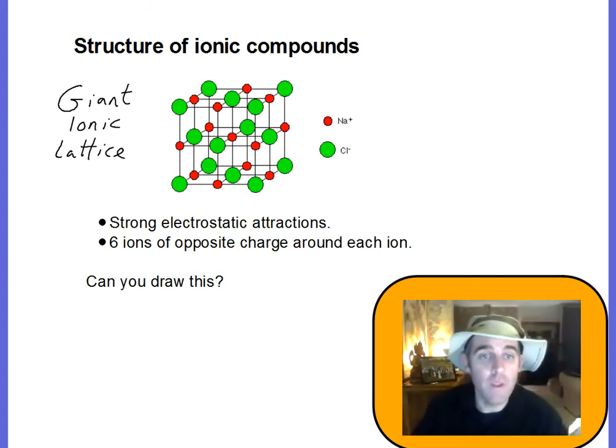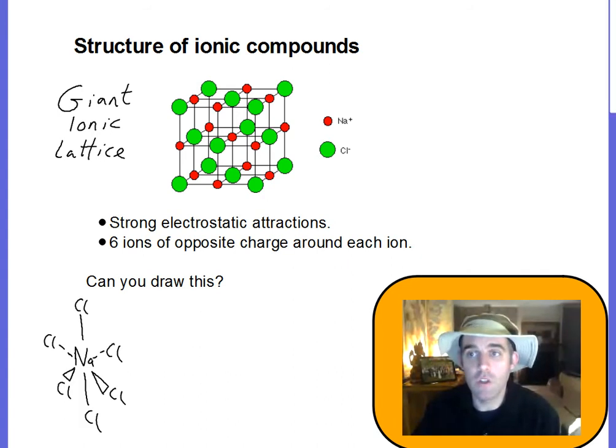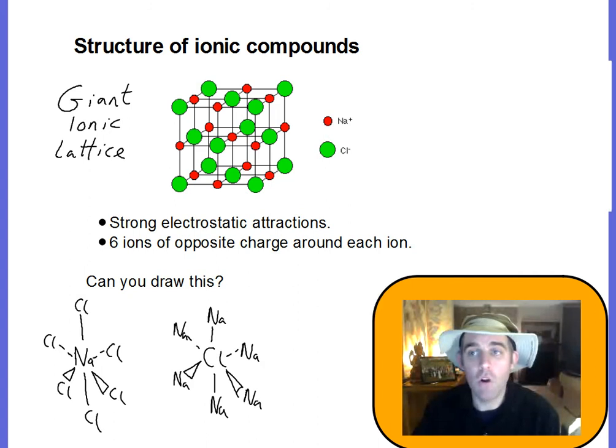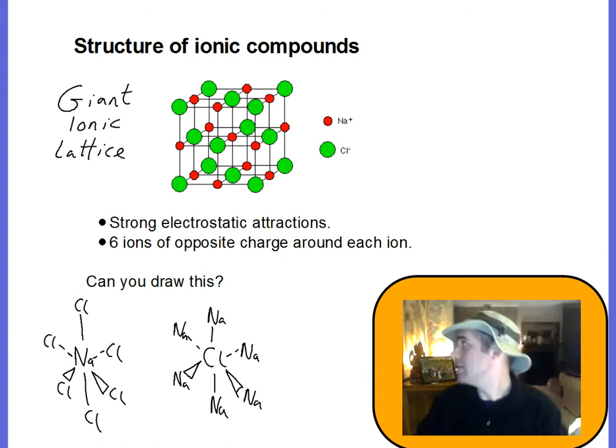Now, if you want to draw this, you can draw it like that if you feel comfortable, but another way of representing it is to draw a sodium ion surrounded by 6 chlorides, and a chloride surrounded by 6 sodiums, and refer to this as 2 sections of the ionic lattice.